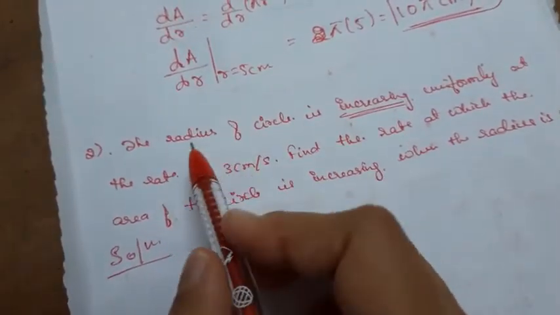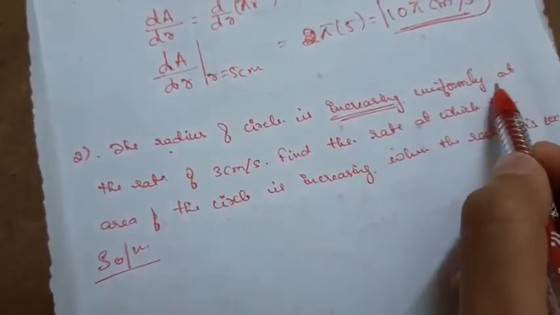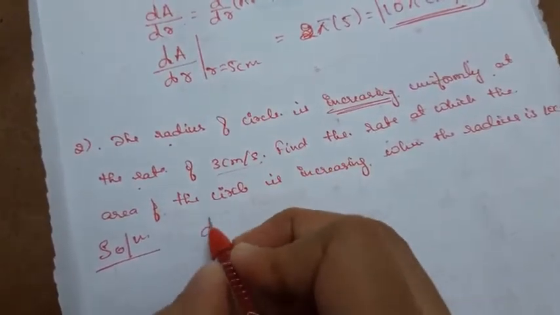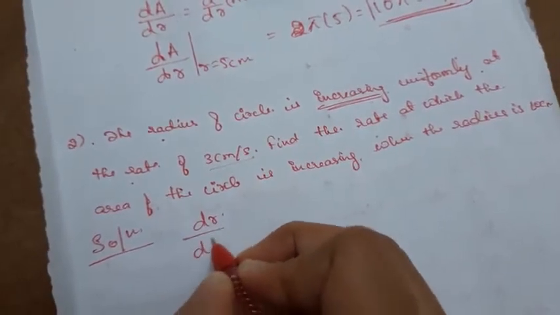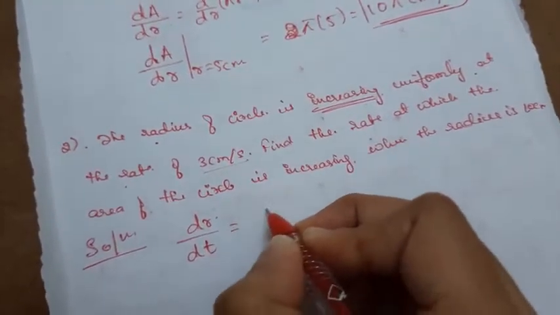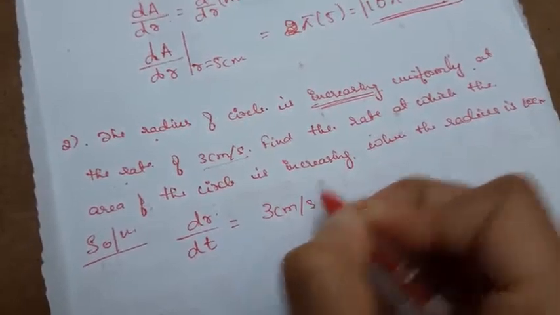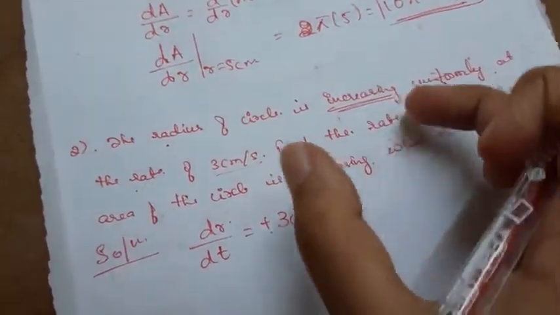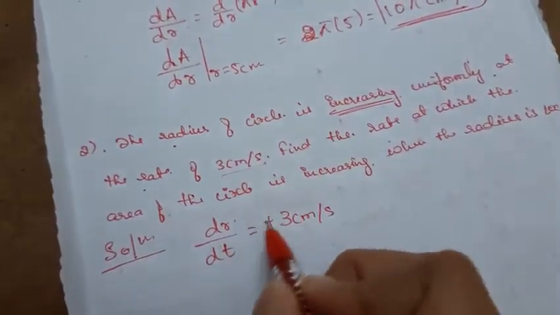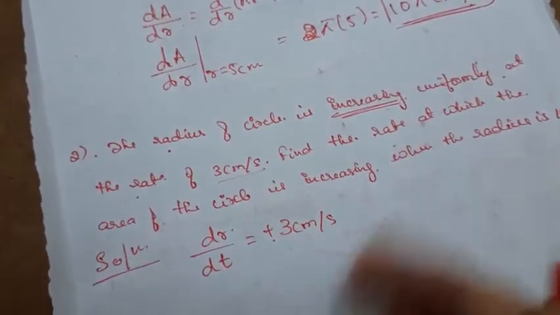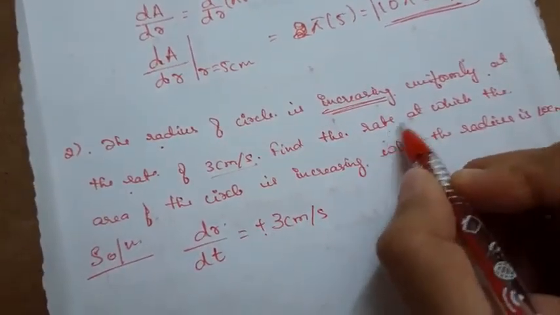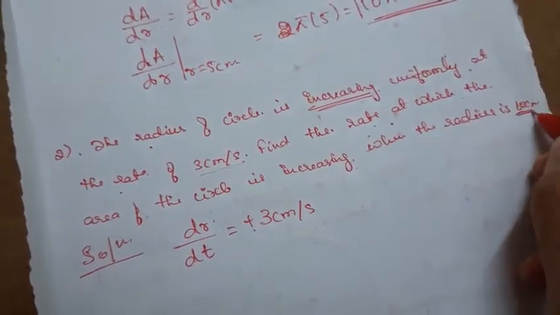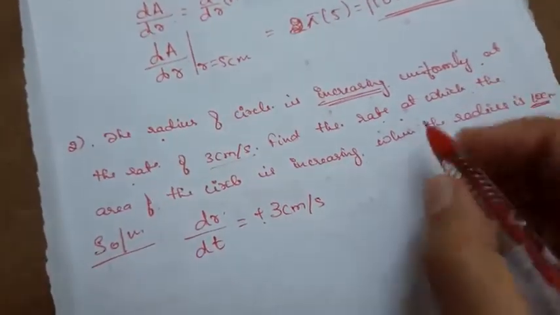So here they have said the radius of a circle is increasing uniformly at the rate of 3 centimeter per second. So what have they given? The rate of change of radius with respect to time, dr by dt, is 3 centimeter per second. Since it is increasing, I am taking the positive value. Suppose if they had said decreasing, I would have taken dr by dt equal to minus 3 centimeter per second. Then they have asked, find the rate at which the area of the circle is increasing when the radius is 10 centimeter.